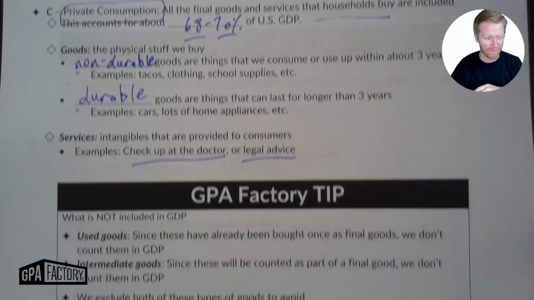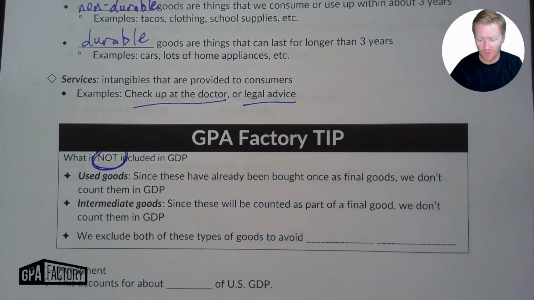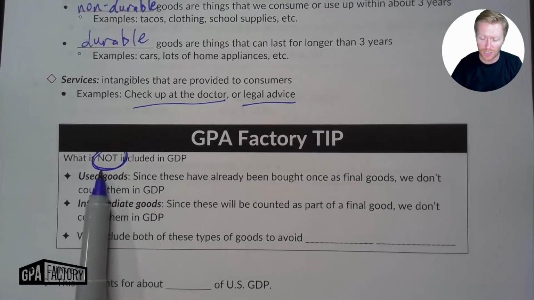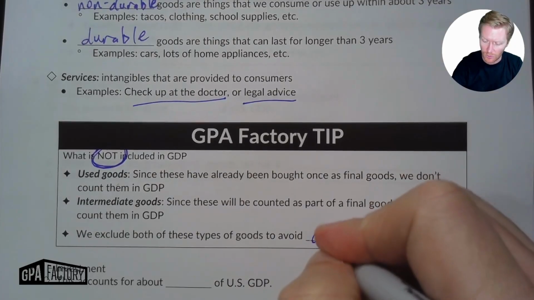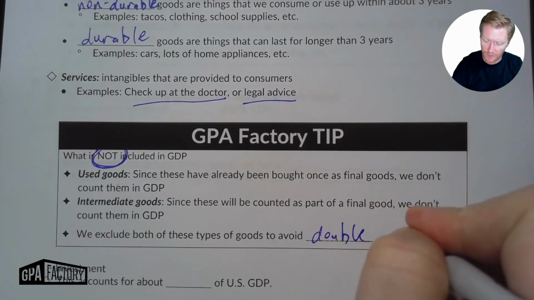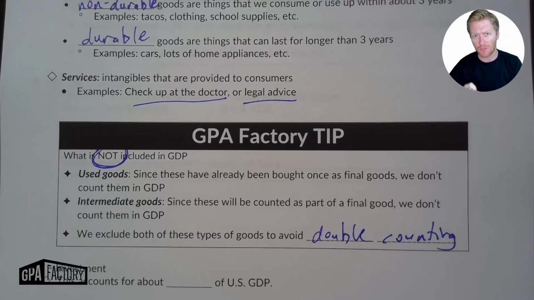So a little bit of a GPA Factory tip here is what is not included in GDP. Things that we do not include are going to be used goods and intermediate goods, because we want to avoid double counting. When we think about used goods, GDP is the market value of final goods and services produced in an economy for a particular year.